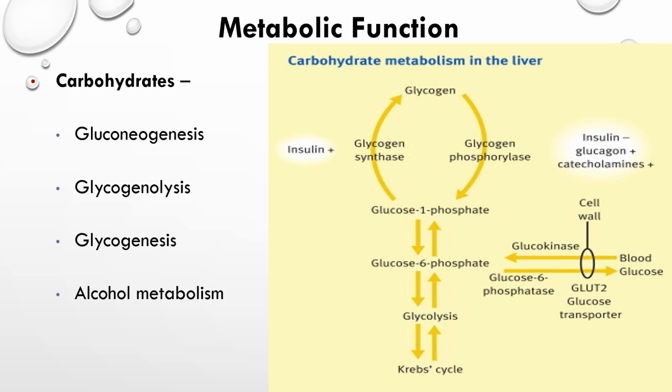And here, the metabolism of alcohol, all the alcohol metabolism happens in the liver. That is why excessive intake of alcohol damages the hepatocytes. The interconversion of the monosaccharides also happens here. So glucose, sucrose, fructose, all the interconversion of the monosaccharides happens in the liver.